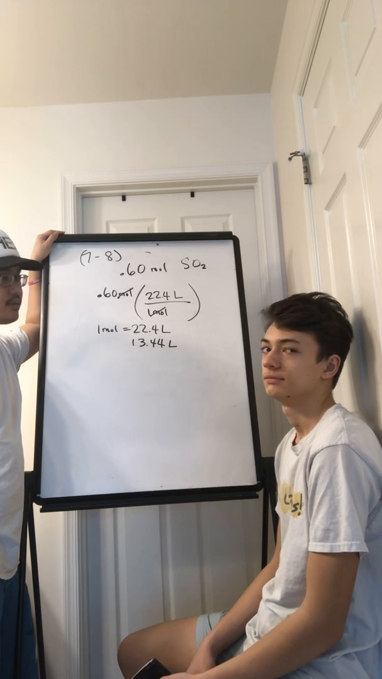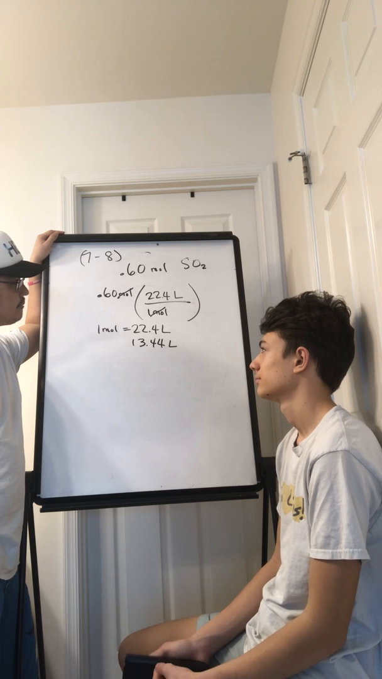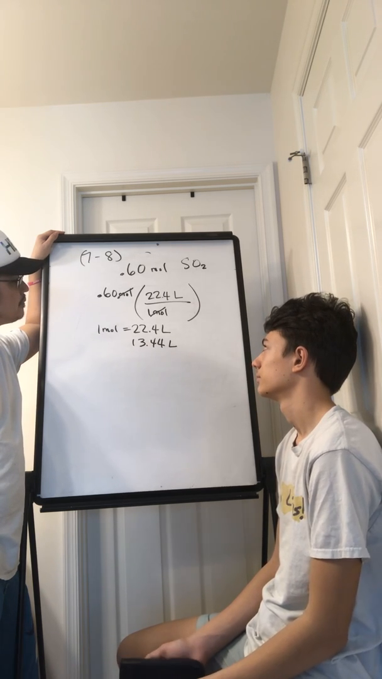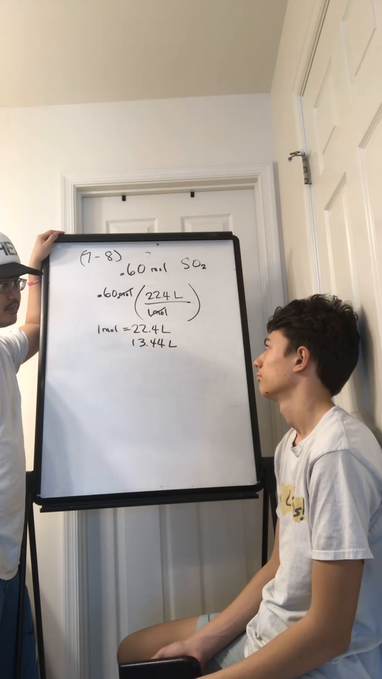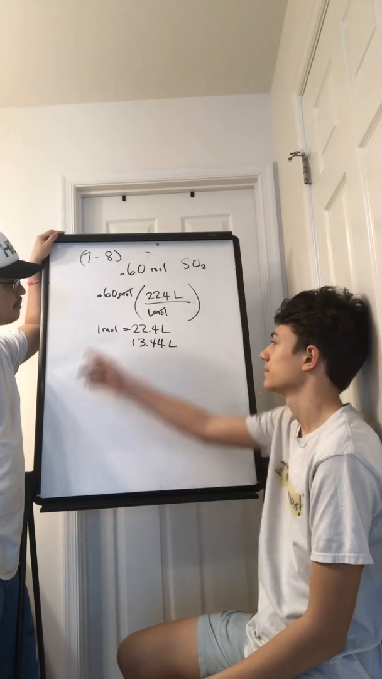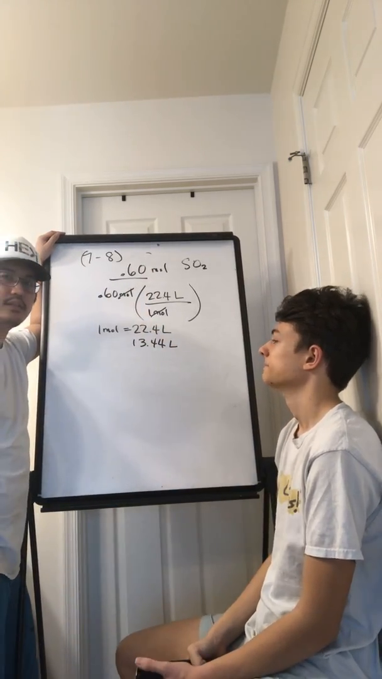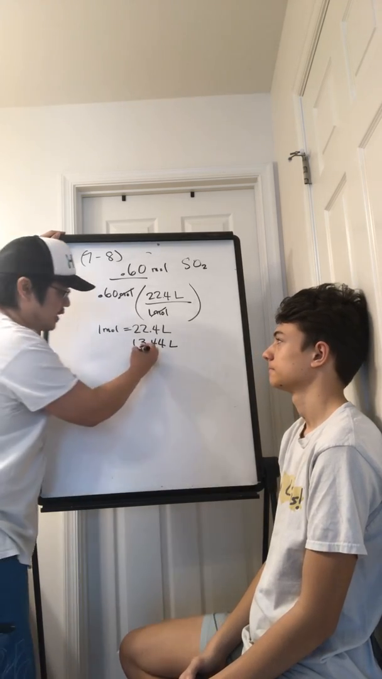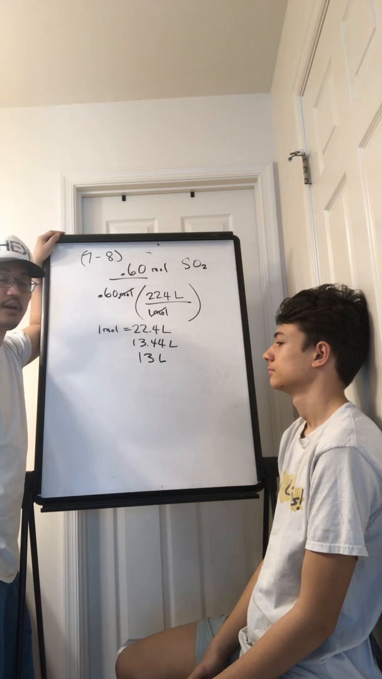So what's the correct answer then? 13.4? No. Just 13. Why? Isn't this 2 sig figs? Yep. This is only 2 sig figs. So your answer can only have 2 sig figs, so the answer is 13. Cool? Now, I'm not your teacher.